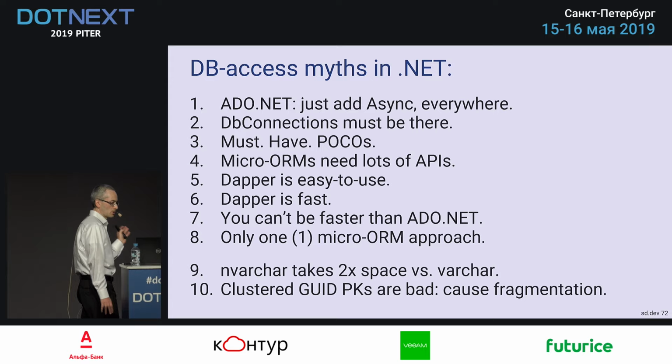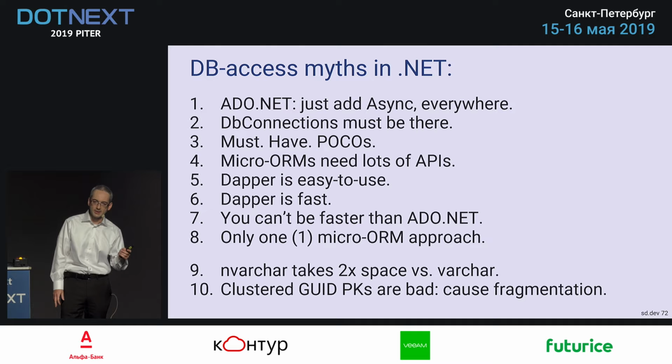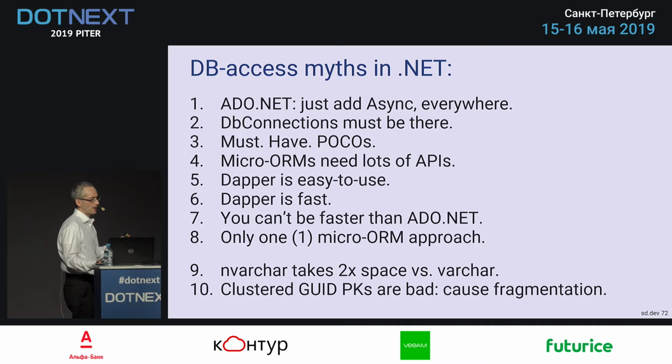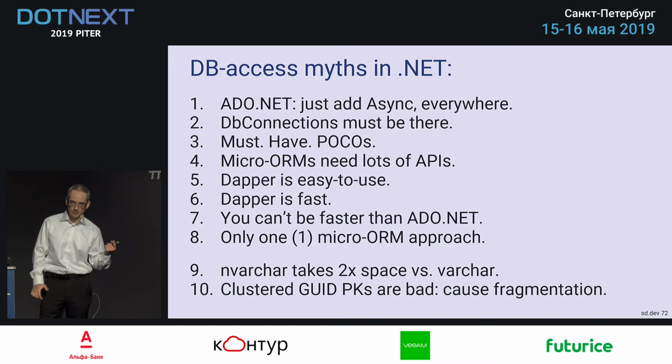Myth number 10 has to do with GUIDs, or rather clustering on GUIDs. There is this common popular belief that clustering databases on GUID or unique identifier keys, columns, primary keys, is bad. And the number one reason cited for why this approach is bad is that many people believe that this causes fragmentation.